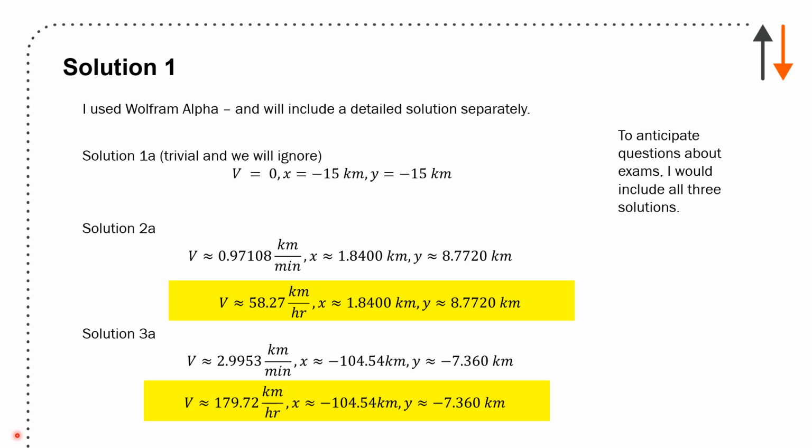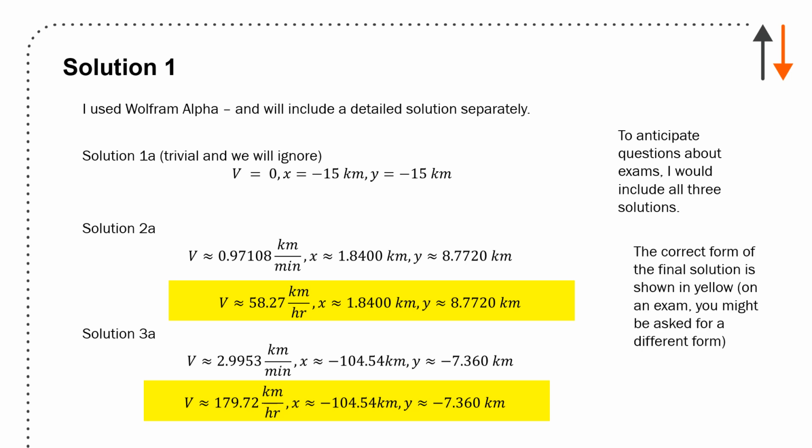Usually when I'm asked questions about exams, I'd include all three solutions. I'd include the kilometers per minute and then the kilometers per hour. That's good for part marks. But basically, typically on a solution, the correct form would be the final solution in yellow.